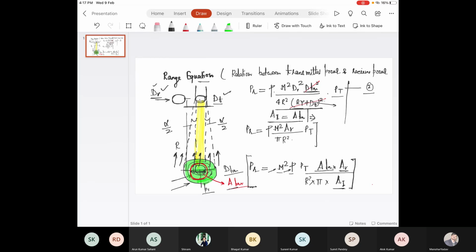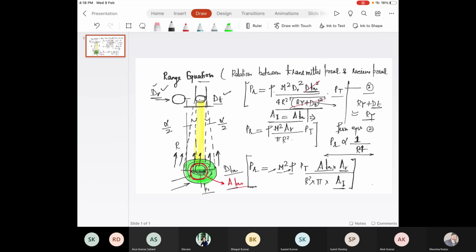In this case, what happened, like r gamma plus dt, it is equivalent to r gamma because see dt is very less. The transmitter diameter is very less. So it is r gamma. If you replace it over here, in that case, what will happen? From equation 2, the received power is inversely proportional to fourth power of the range. By using this equation, it comes out to be fourth power of the range.